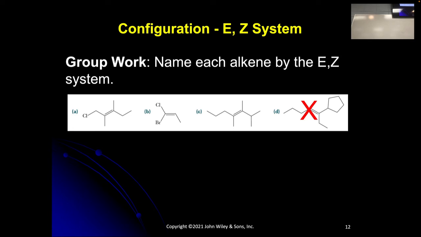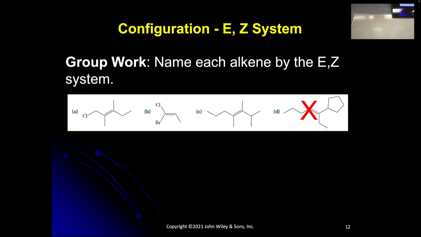1, 2, 3, 4, 5. Yeah, so 5. So this is going to be what kind of parent? Pentene, because it's an alkene, right? Now we have to look at both carbon atoms of the alkene and assign priorities. If I look at this, I've got a CH3 and a CH2Cl. Which one is the highest priority? CH2Cl, that's right. So this is high and this is low.